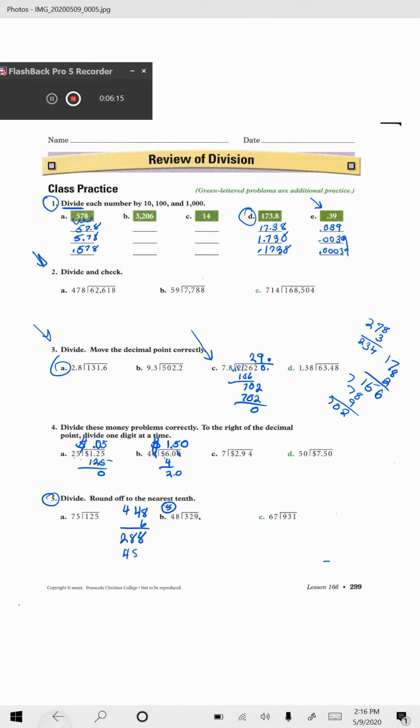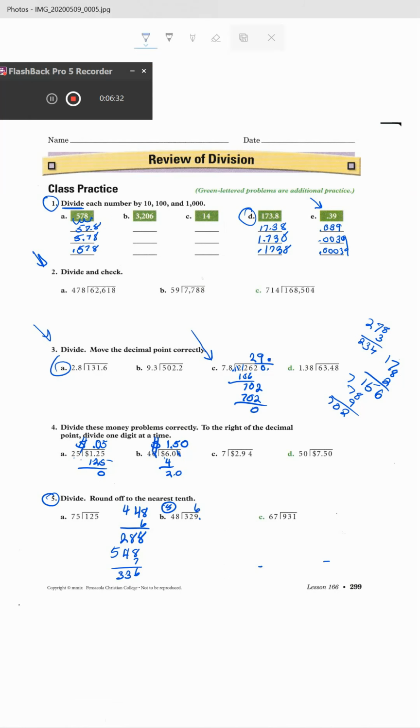Oh my goodness. Can't write and think at the same time. Write, think, and talk at the same time, I guess I should say. 48 times 6 is 288. I'm just going to do 7 just to make sure. 28, 29, 31, 33. Yeah, that's too big. Barely, but it's too big. All right, so let's go in 6 times. Put that 6 right there.